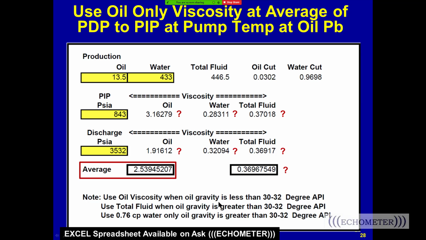If your oil API gravity is less than 32, then the oil viscosity dominates. So this is what dominates the viscosity when you have a heavier, more viscous oil. But when you're greater than 30 to 32, then the average is best, or that 0.76 usually works pretty well. So in this well, we probably would use this number, because in this well, the oil gravity input is going to be less than 32.